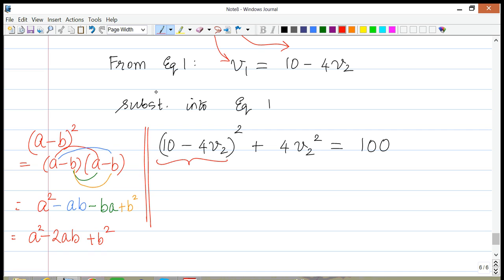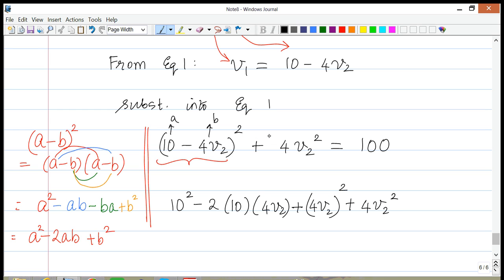I'm going to rewrite this as, first, 10 squared, because my 10 is my a and this is my b. So I'm going to write this as 10 squared minus 2 times 10 times 4v2 plus 4v2 the whole squared. And this plus, now this is simply the square of the term. Do not forget the second term. This 4v2 squared is equal to 100.